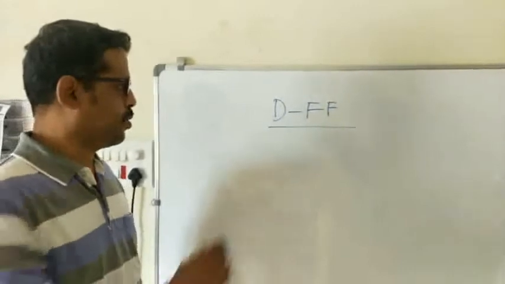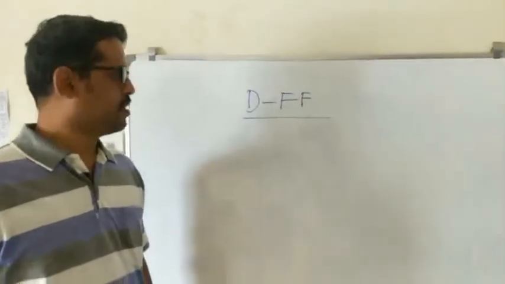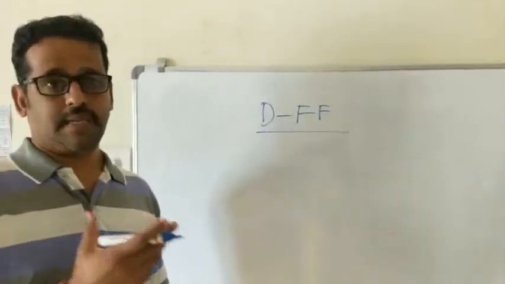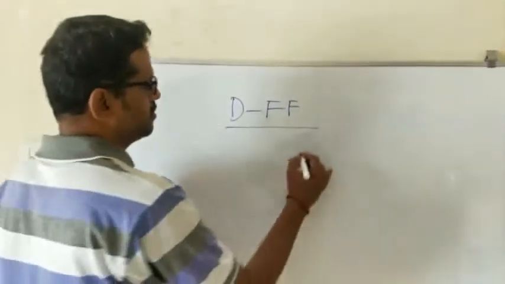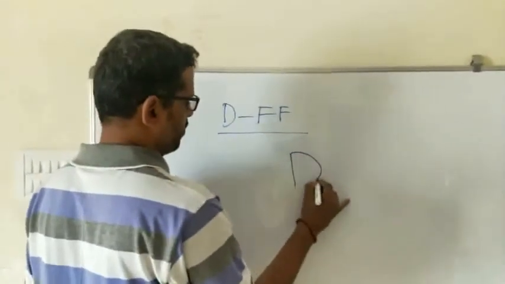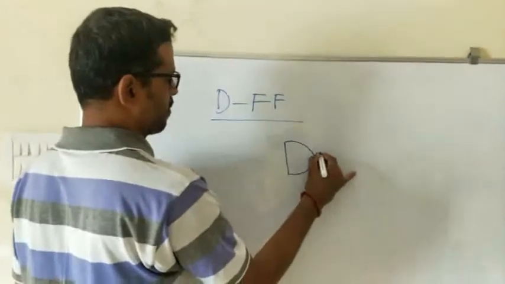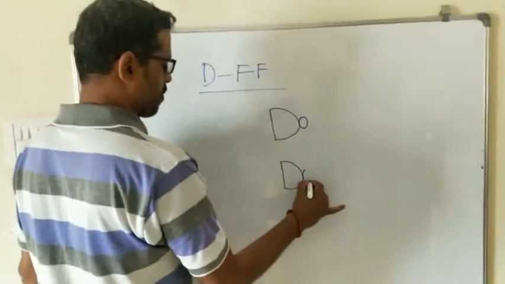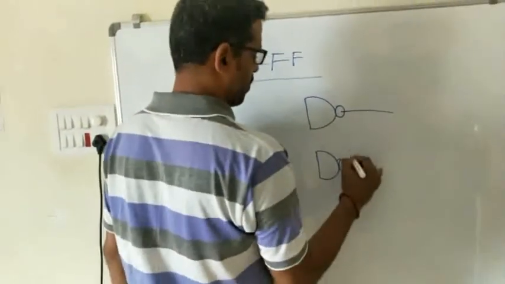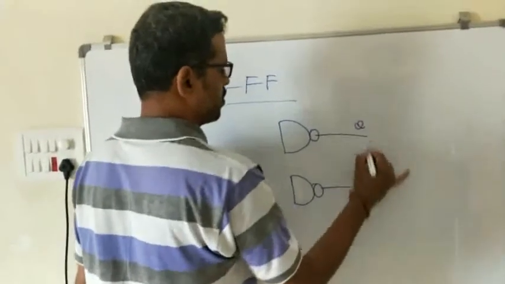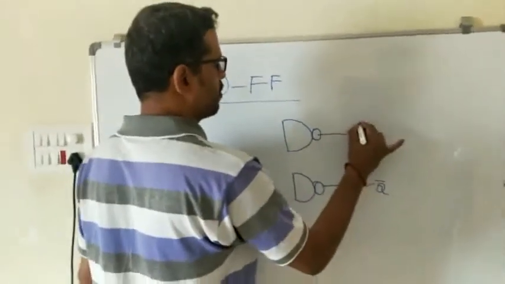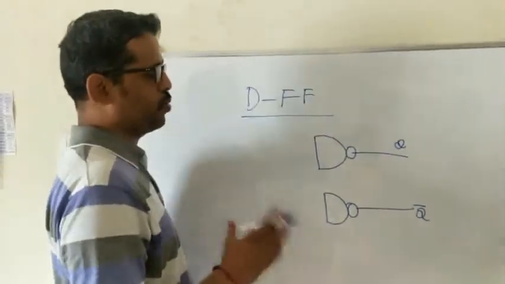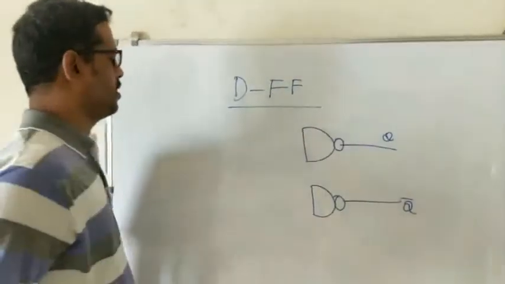Now we are going to discuss D flip-flop or data flip-flop. D flip-flop we are going to design with the help of SR flip-flop circuit. Remember it is Q dash. Always remember, even if I have not put the labels, the outputs of flip-flops are two: one is Q and Q dash.